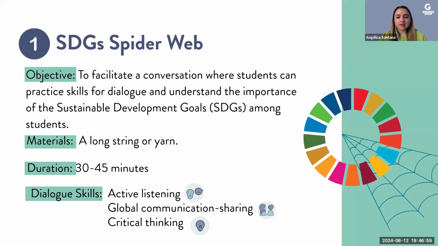The dialogue skills that your students will be practicing are, of course, active listening, also global communication, and critical thinking. So it is those three skills, the ones that you can easily see in this activity, but it doesn't mean that the other ones are not there, or even some other skills. Because sometimes the students surprise you with the most amazing responses in their dialogue, in their conversation. So it's also good to be open and observing, oh, what else happened? What else did I see when the students were practicing this activity?